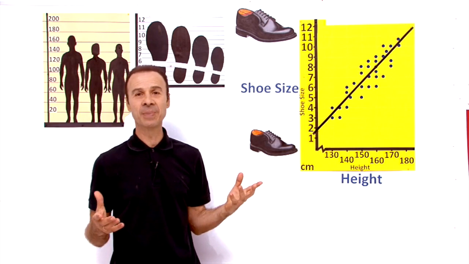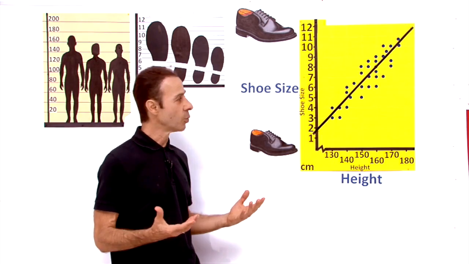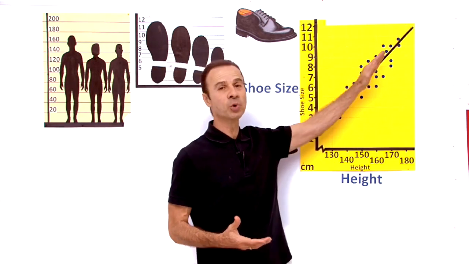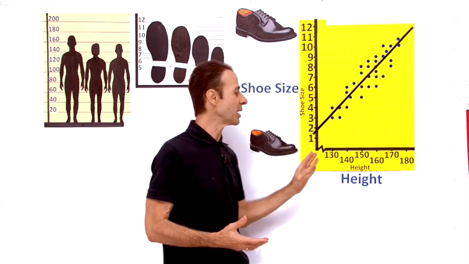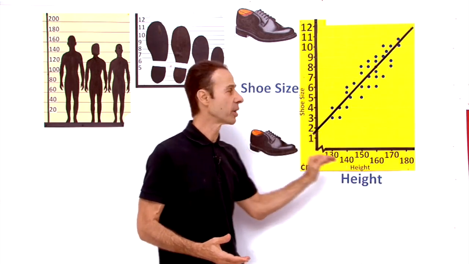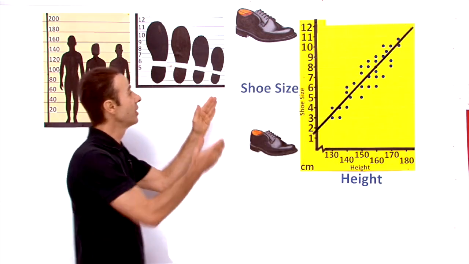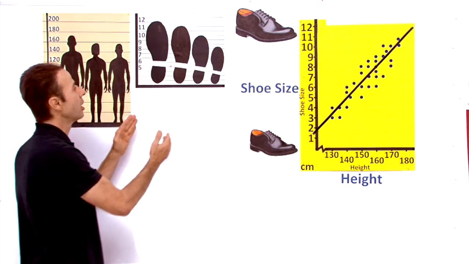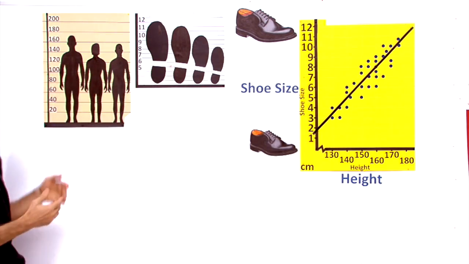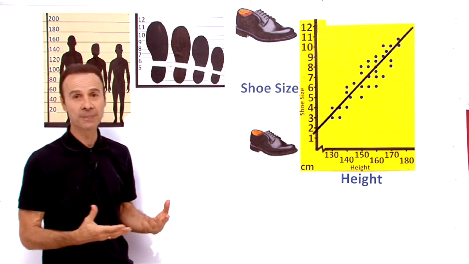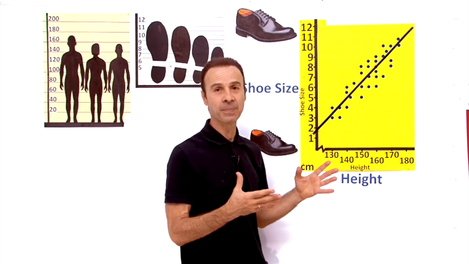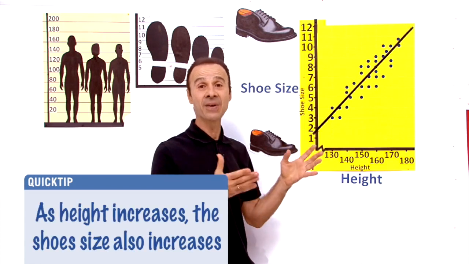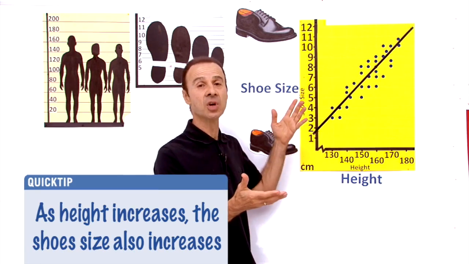Now, what can we tell about the trend or the pattern here? Well, you can see that the trend is upward. We have a positive slope, and that means as we have increasing height, we're going to have increasing shoe size. So as the shoe size gets bigger, the height of the person also gets bigger. In other words, they get taller. So the two variables have a relationship, height versus shoe size.